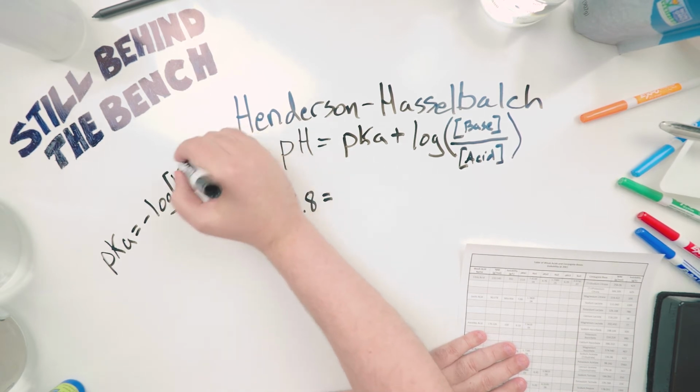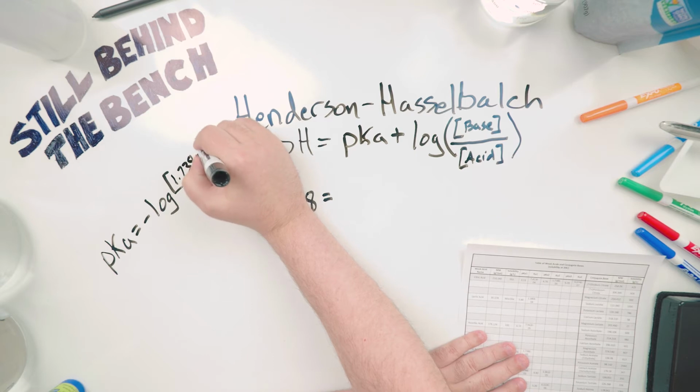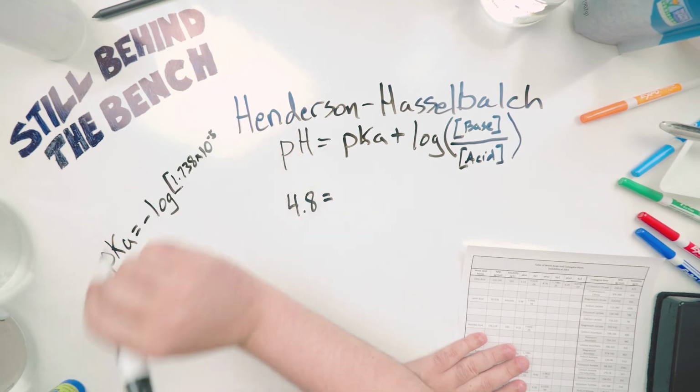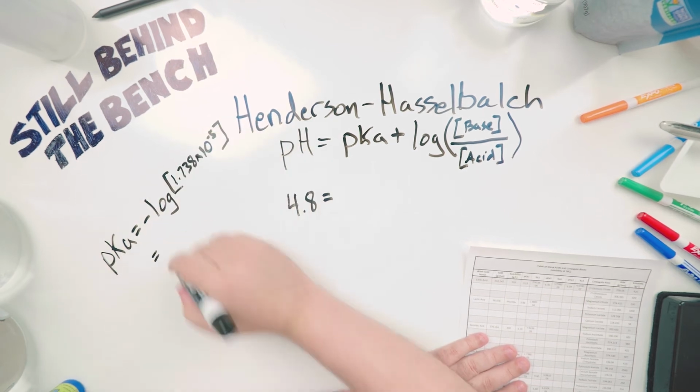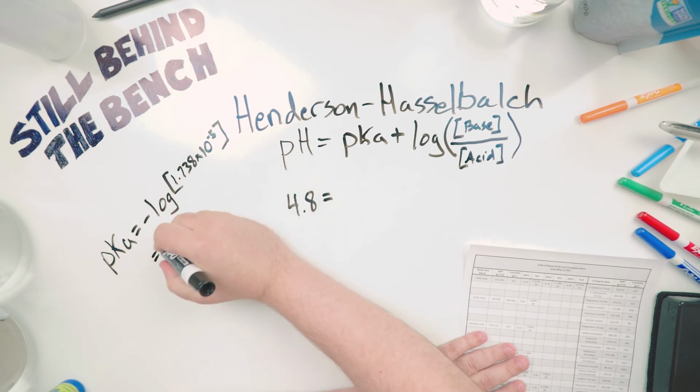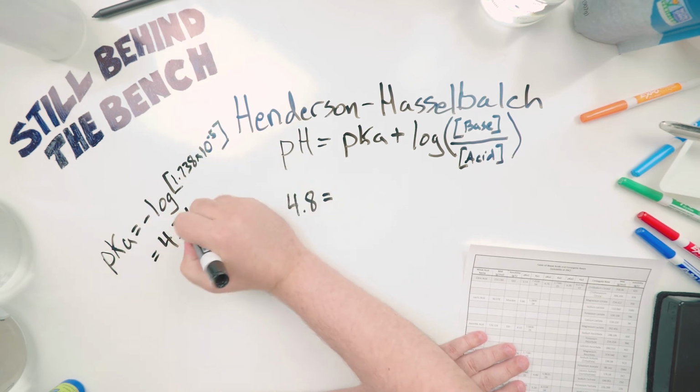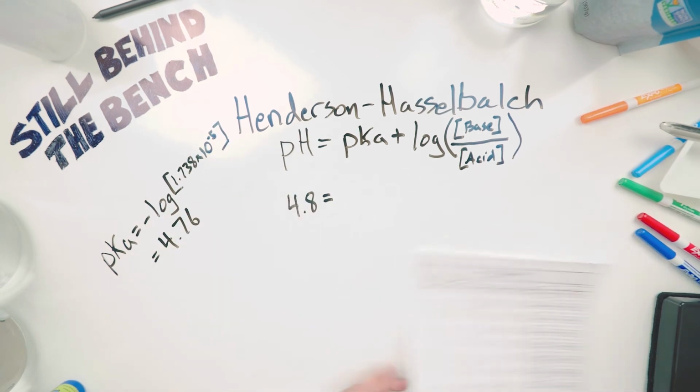1.738 times 10 to the negative 5. And then when you get done doing all this math here, you get a value of 4.76. Well, that's the second pKa value for citric acid.